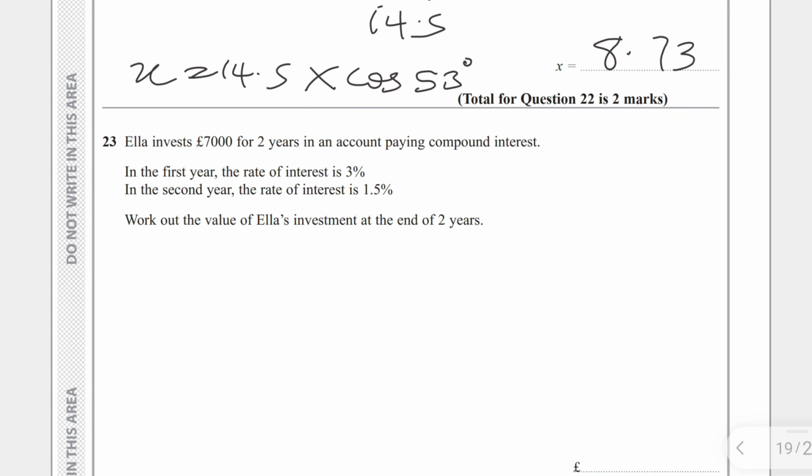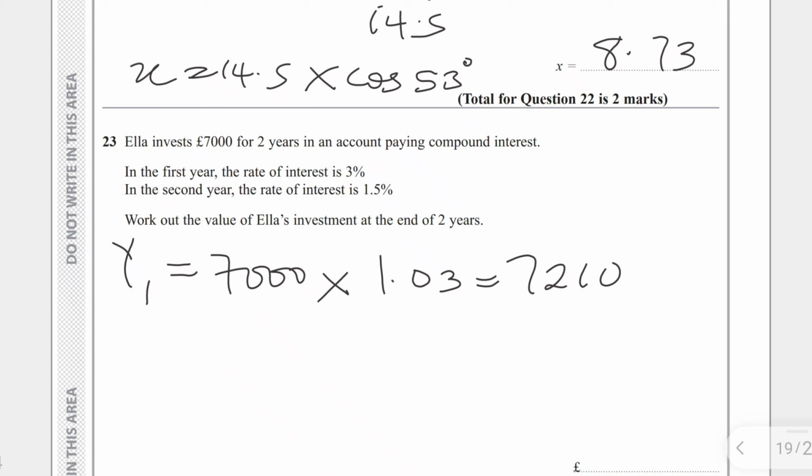Question 23. Ella invests £7,000 for 2 years in an account paying compound interest. So in the first year, let me write that as year 1, the rate of interest is 3%. So that would be 7,000 times 1.03, which is 3%. 7,000 times 1.03 will give us 7,210.